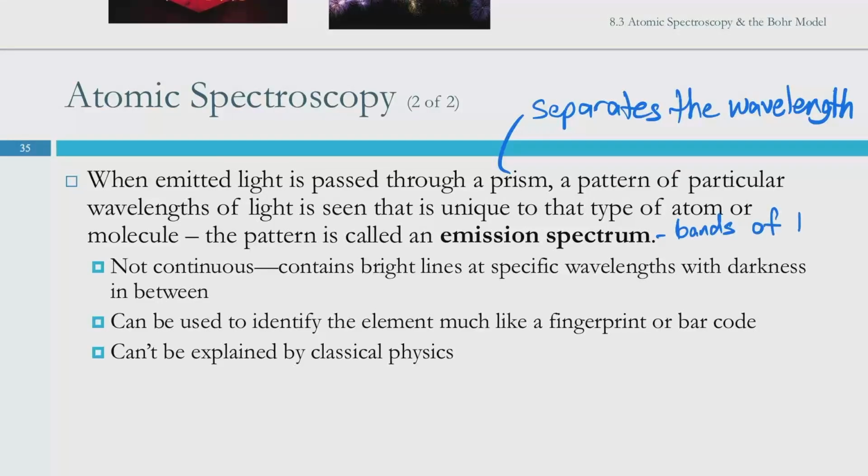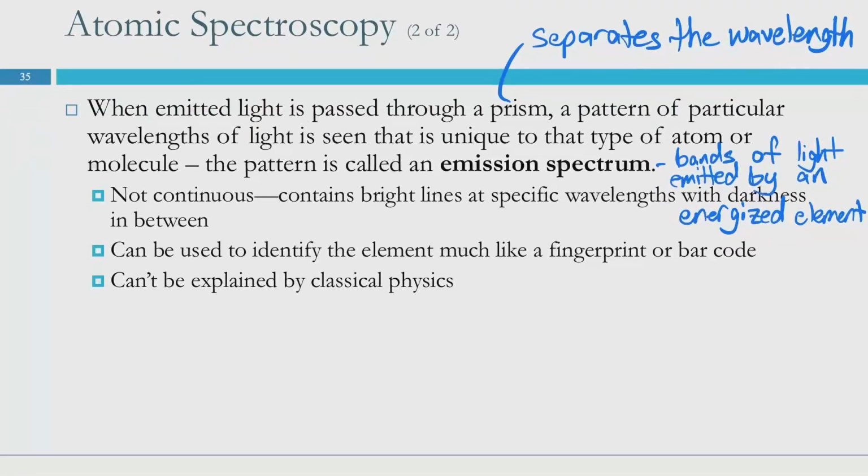So this would be bands of light emitted by an energized element. So if you put enough energy in, it'll emit light. You send it through a prism that separates out all the wavelengths, and then you'll get a discrete set of lines that we'll see next.